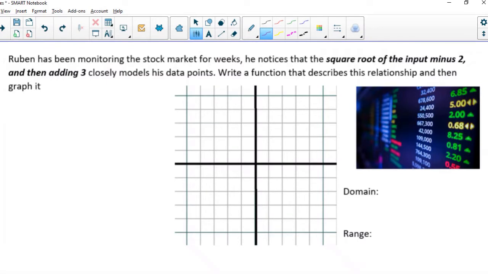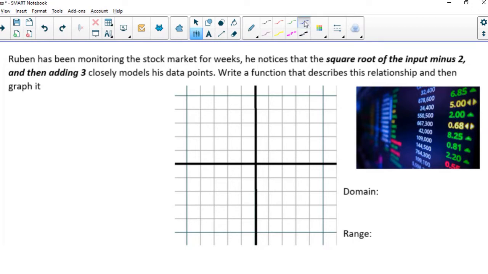The first one I have here, I said Ruben has been monitoring the stock market for weeks. He noticed the square root of the input -2 and then adding 3 closely modeled all of his data points. So we're going to write a function that describes a relationship and then graph it. And what we could do with this is this would allow us in the real world to make predictions based on what's happening in the graph.